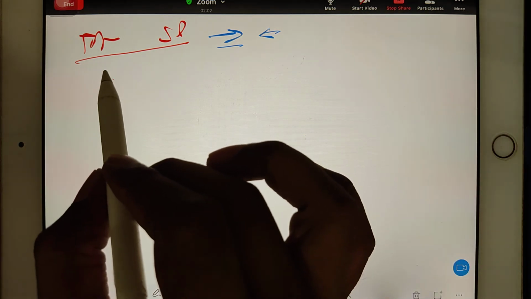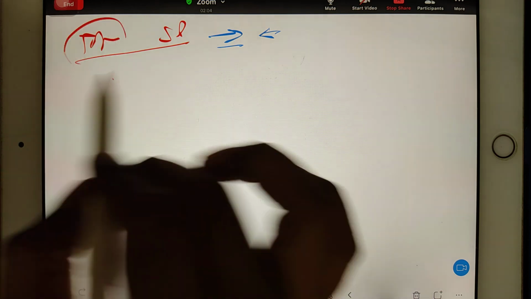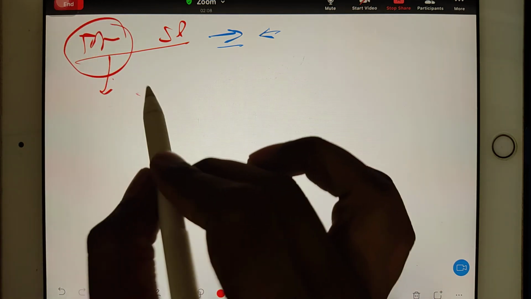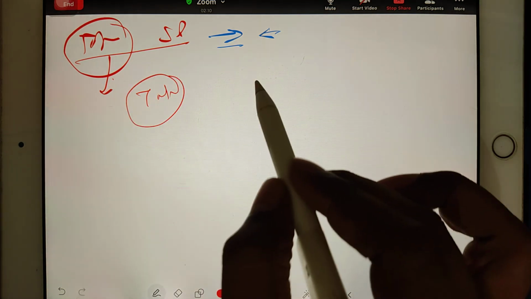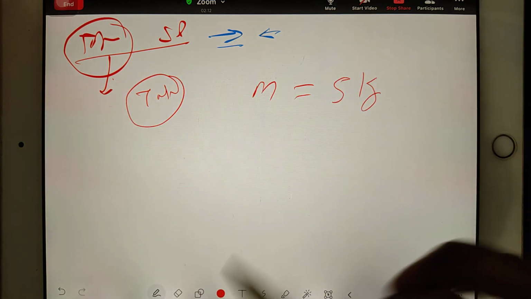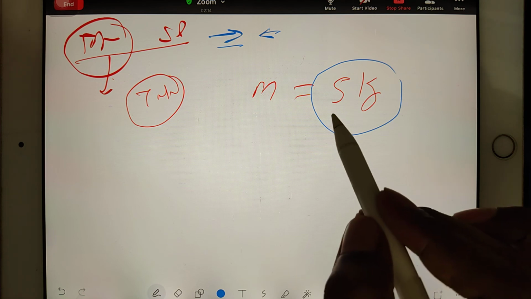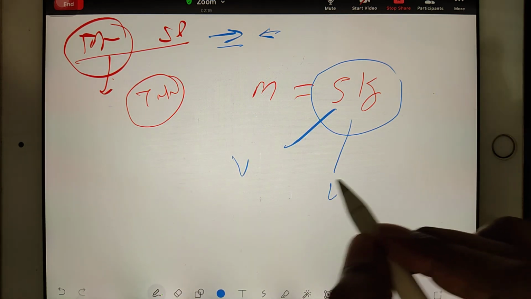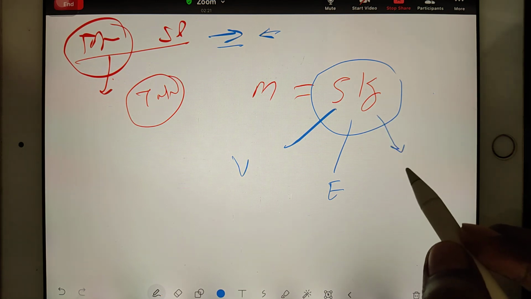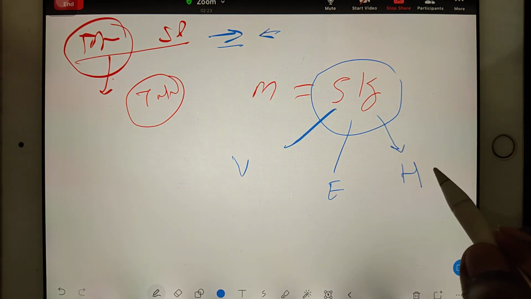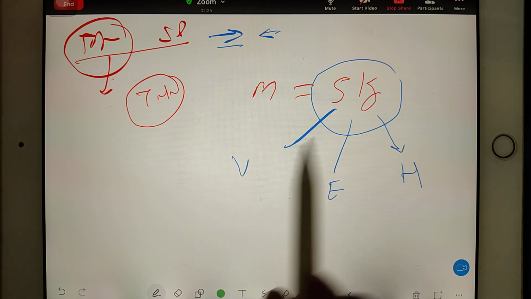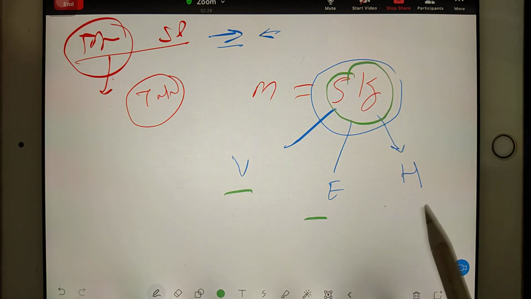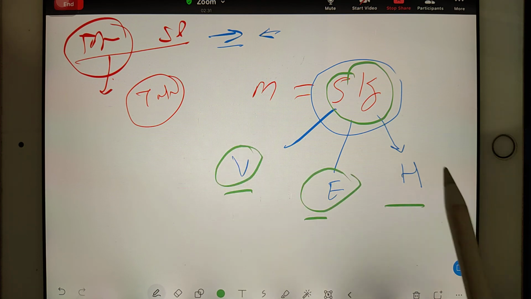So see here, total and specific properties. In the case of total properties, a total property is defined for the total quantity. Total quantity means whatever mass is present. Suppose 5 kg mass is present, then for this 5 kg complete mass, what is your volume? What is your energy? What is your enthalpy? I hope it's clear. So these properties which are defined for the total 5 kg mass will be total volume, total energy, total enthalpy.